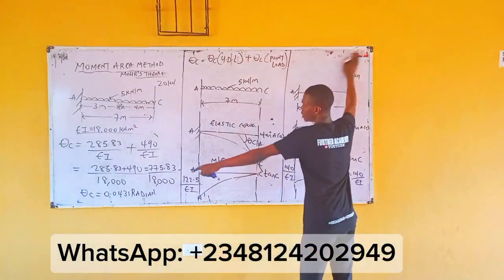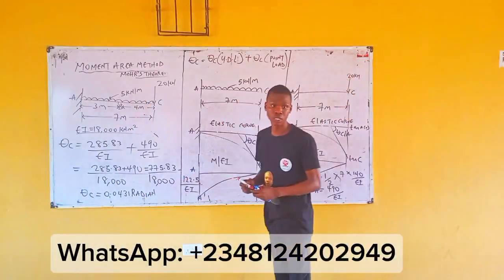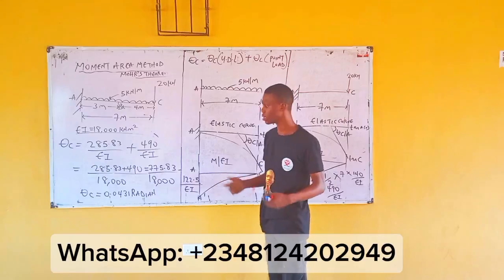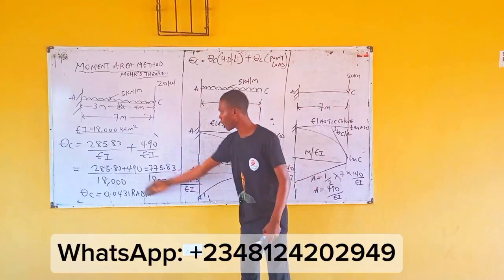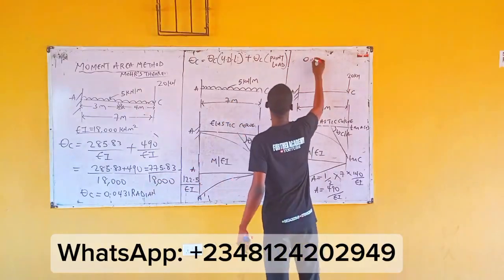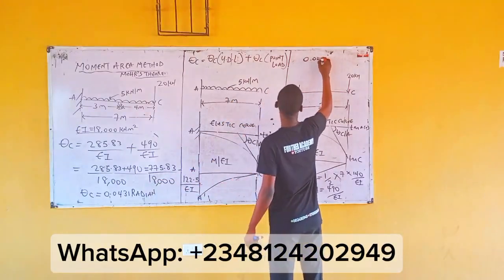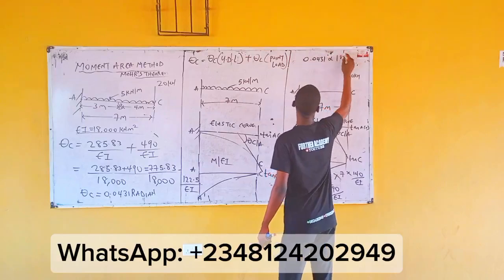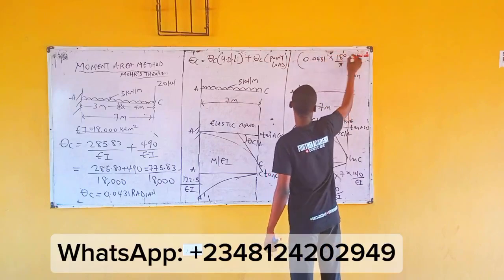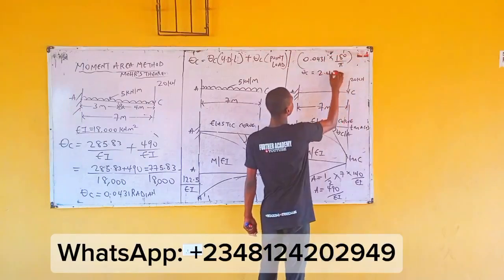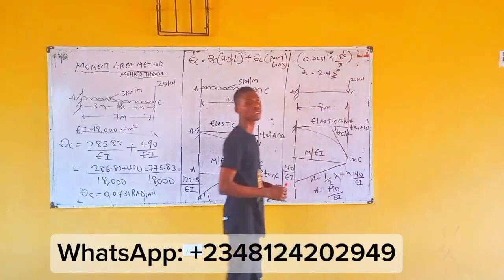So what I am just going to do is, let's say you are solving an objective question and you didn't see radian. You are seeing degree. How do you convert to degree? That will be 0.0431 times 180 over pi. What's the answer? 2.45 degree.